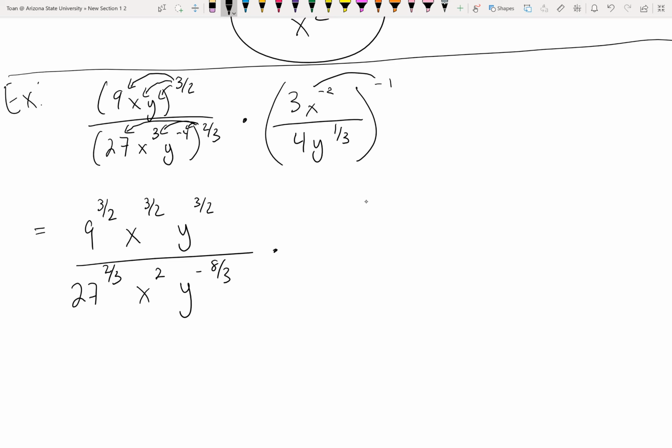Times, distribute this exponent of negative 1, 3 to the negative 1. Distribute x to the positive 2. Distribute 4 to the negative 1. Distribute y to the negative 1/3.